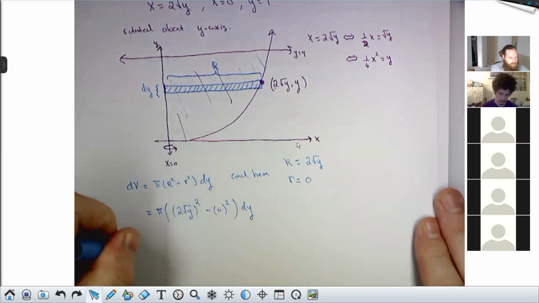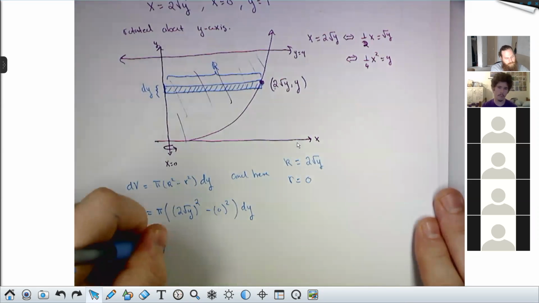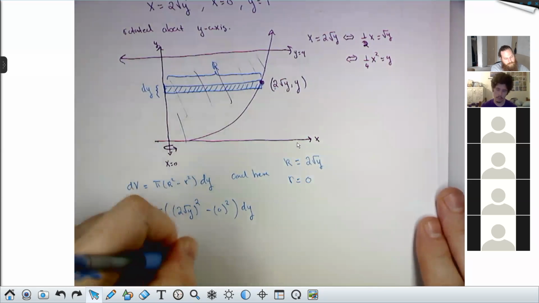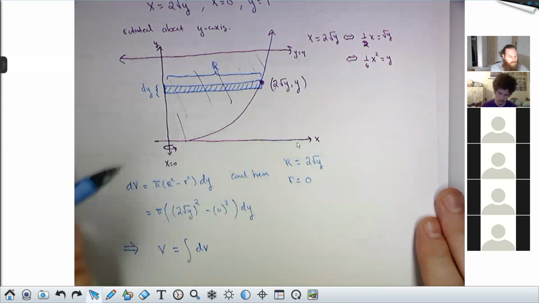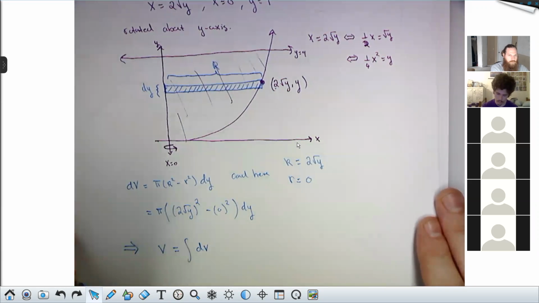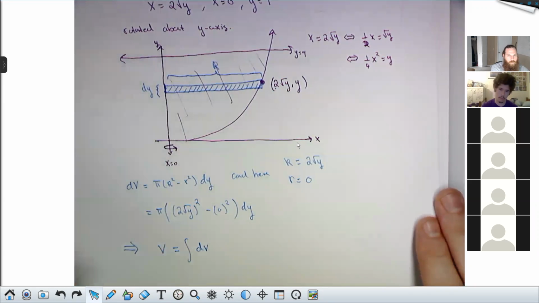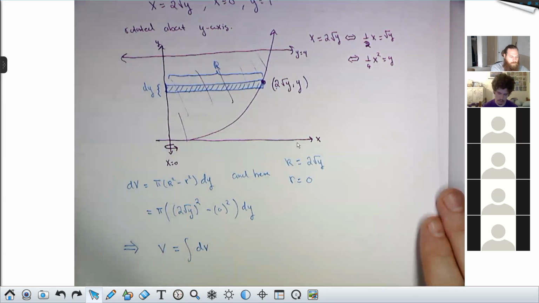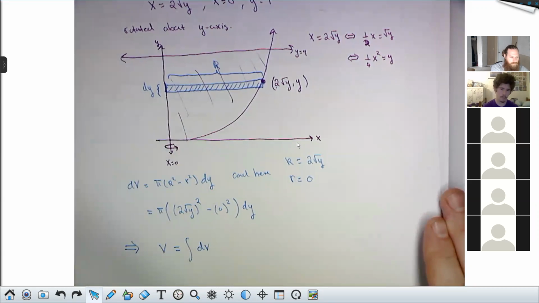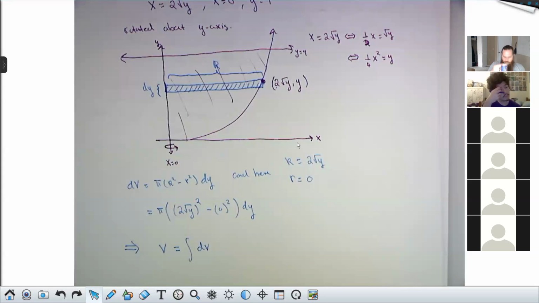Which means that V, which we always get as the integral of dV, we just need to sort out the bounds. So I have to imagine this strip moving through this region. What are my bounds going to be? Are they going to be y values or x values? Y equals 0 and y equals 9.